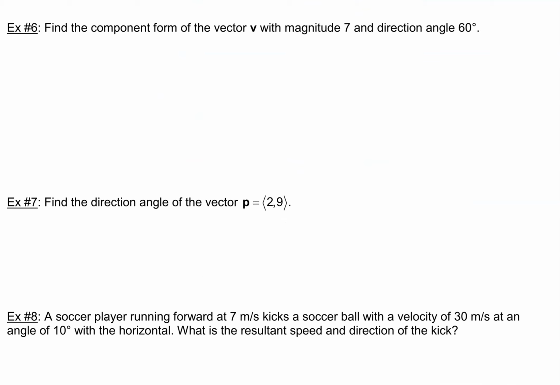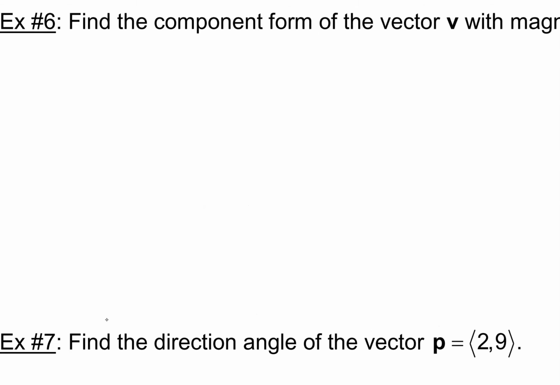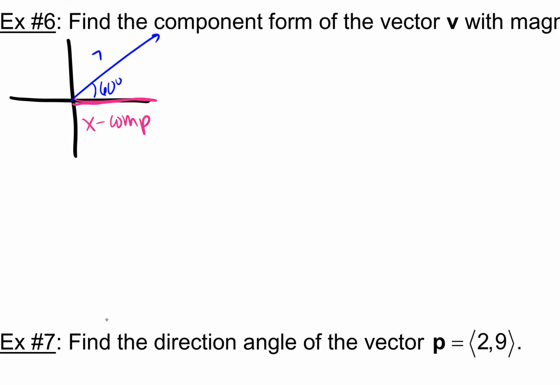Alright, example 6. Find the component form of vector v with magnitude 7 and an angle 60 degrees. Okay, we want component form. We got this. So, draw yourself a little picture. It has magnitude 7, an angle 60 degrees with the horizontal. So this portion right here is going to be your x component, and this portion here is going to be your y component.